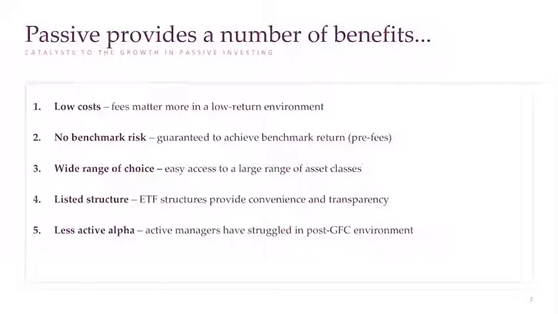Points three and four, wide range of choice, easy access to a large range of asset classes. Listed structures, a major trend here which we're noticing, ETF structures providing convenience and transparency. So again, points three and four, very, very positive outcomes, I think, for all of us alike. And what we're now seeing in the Australian market is the emergence of active ETFs, ETMFs, a bit of a mouthful, and I think we'll see more of that in Australia as well.